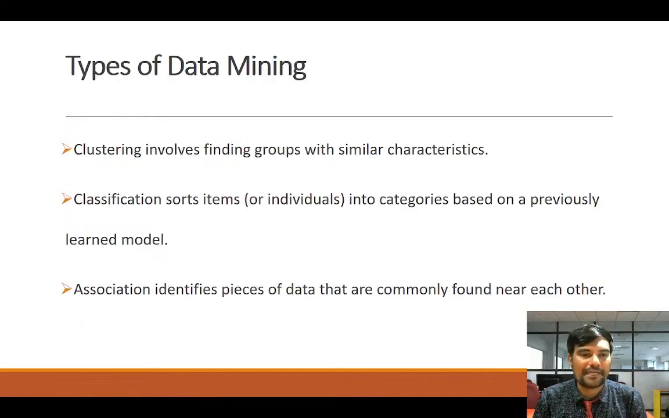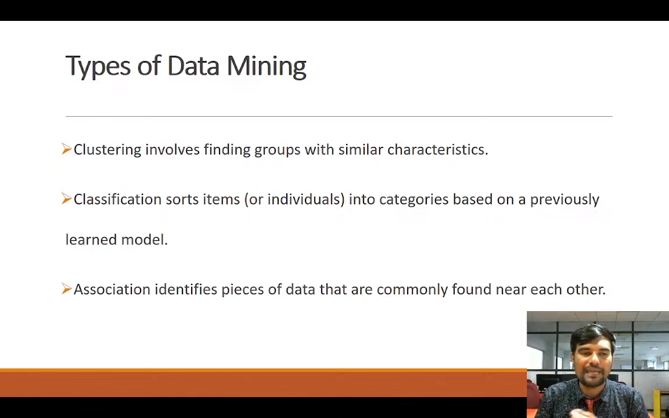Next, types of data mining. These are the main tasks involved in data mining. The first task we have is clustering. Clustering involves finding groups with similar characteristics. So clustering is nothing but a group of similar objects.